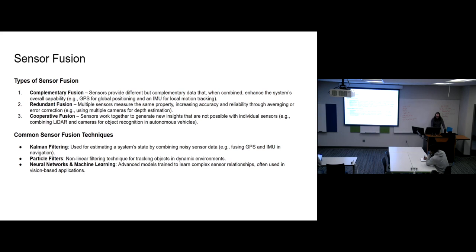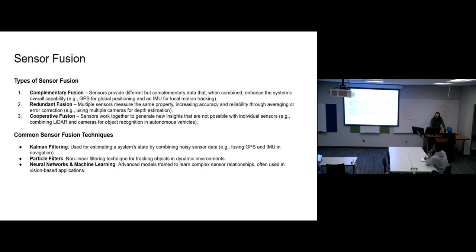Common techniques for this are the Kalman filter and the extended Kalman filter if you're doing anything nonlinear. We won't derive that tonight. I tried to, I decided that was too much. But it's used for estimating a system state by combining noisy sensor data. So you're fusing your GPS and IMU into a navigational filter.